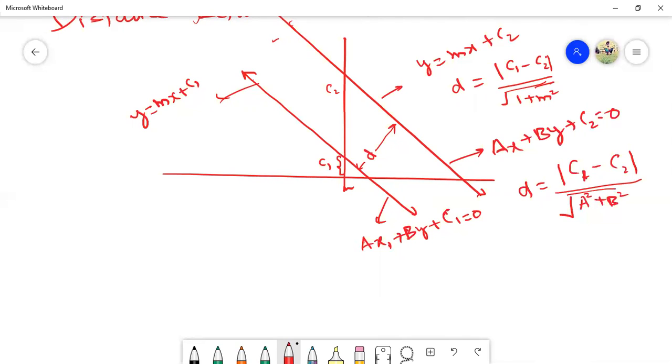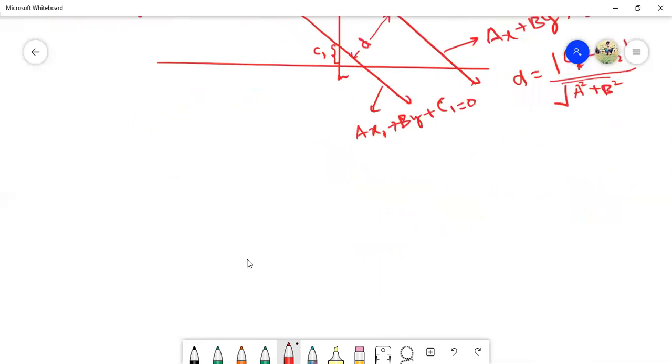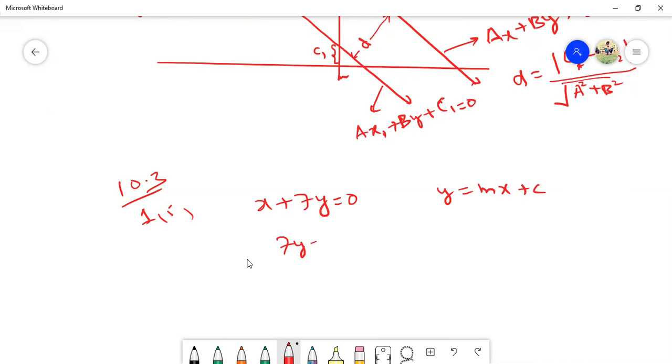Okay, so now we can start the questions. I think 1 minute left. At least I'll tell you one question so that you can understand, exercise 10.3. First one: suppose we have to convert x + 7y = 0 into slope intercept form, y = mx + c. So what we will do: 7y = -x, and y = -1/7 x + 0.